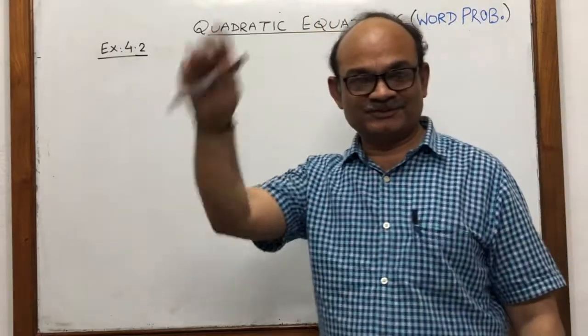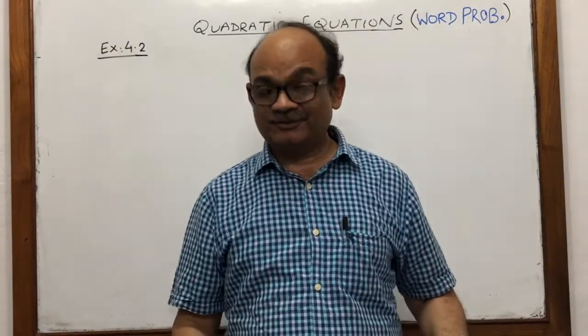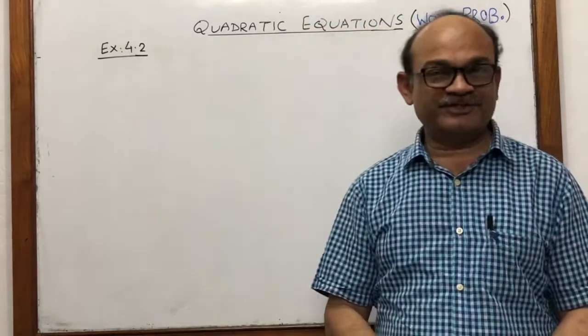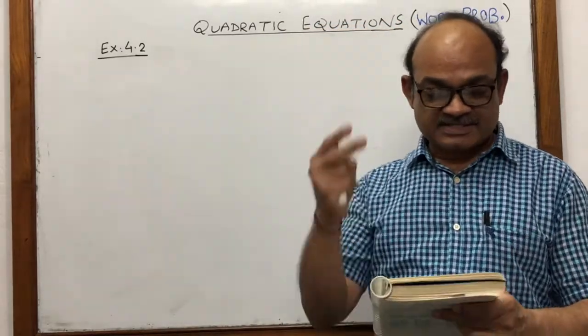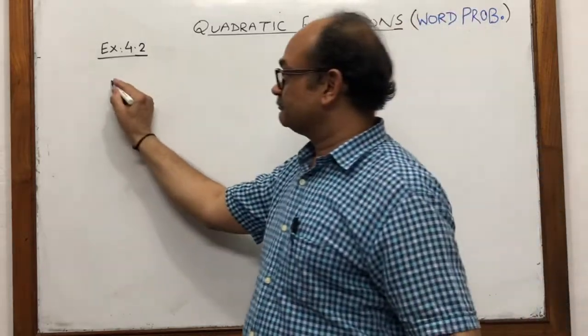हेलो मेरे पढ़ाकू बच्चों, हम आ गए हैं आज क्वाड्रेटिक के वर्ड प्रॉब्लम्स पर। तो स्टार्ट करते हैं एक्सरसाइज 4.2, क्वेश्चन नंबर 3rd। Find two numbers whose sum is 27.